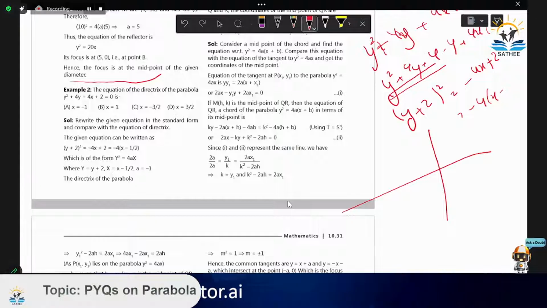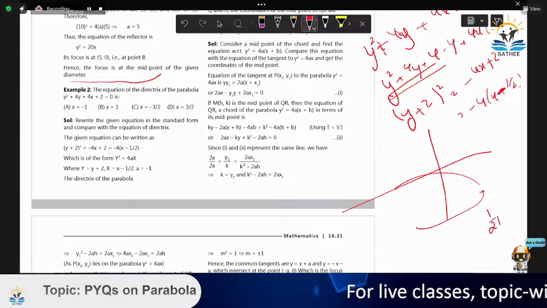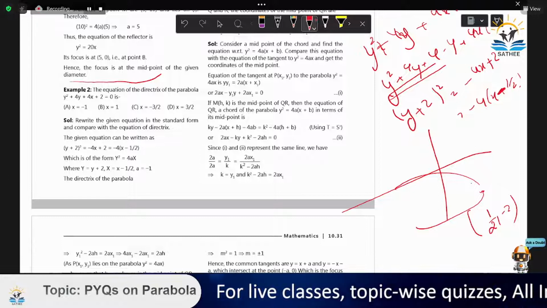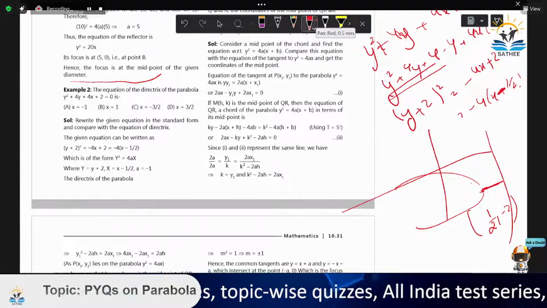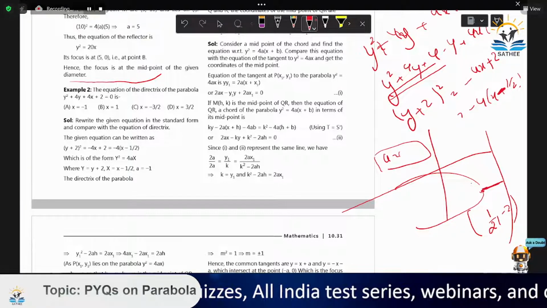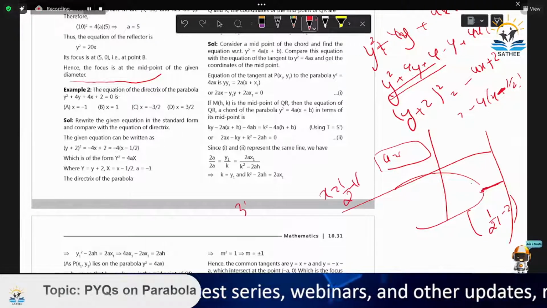So the points become minus half and minus 2. So half is this, and this is minus 2. This is what the parabola looks like, basically. What do I have to find? The equation of the directrix. So the directrix would be somewhat like this, and you have to find out a. So a is 1 here, as you can see from the standard equation. So the directrix becomes x is equal to 1 by 2 plus 1, that is x is equal to 3 by 2.